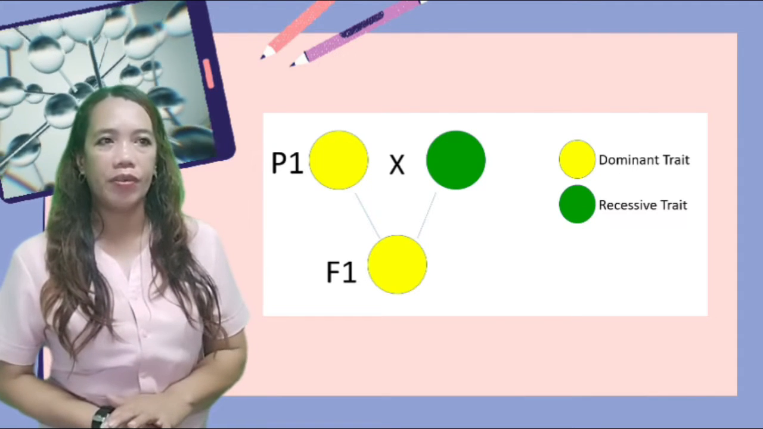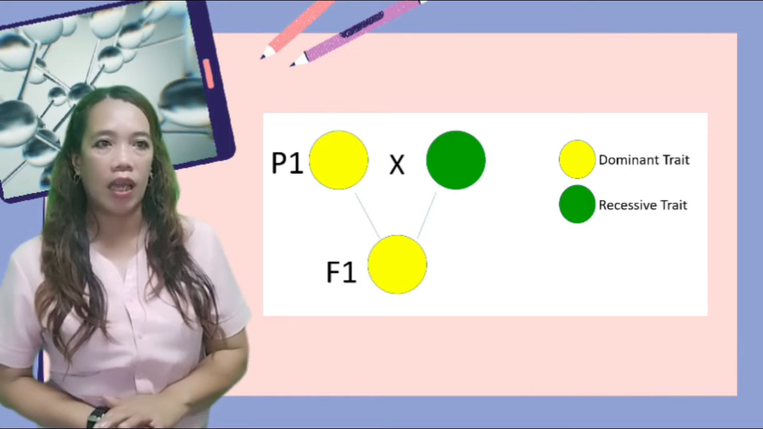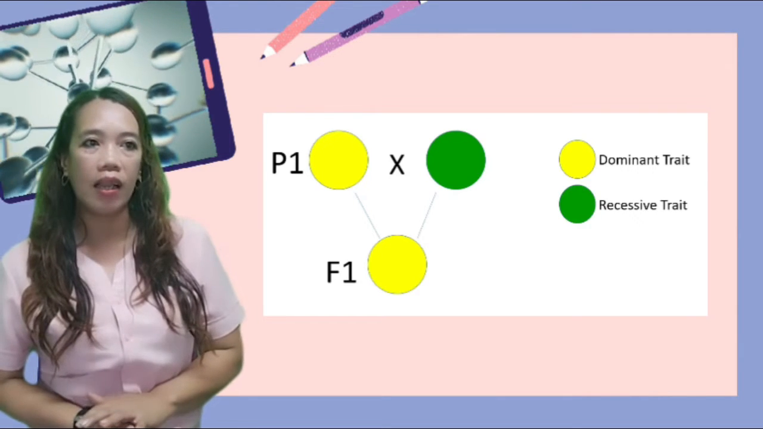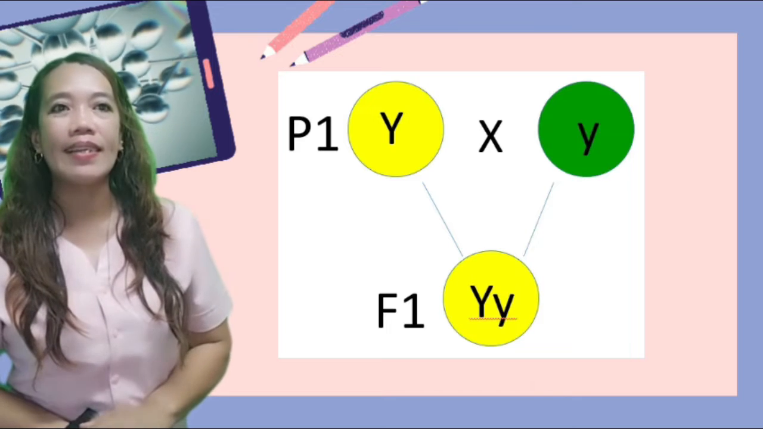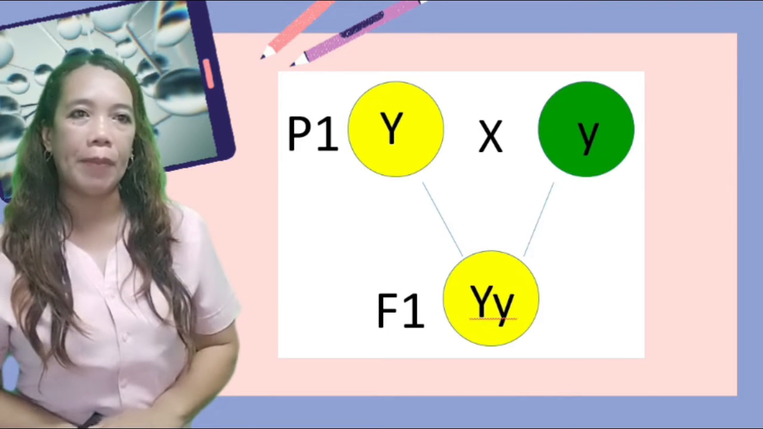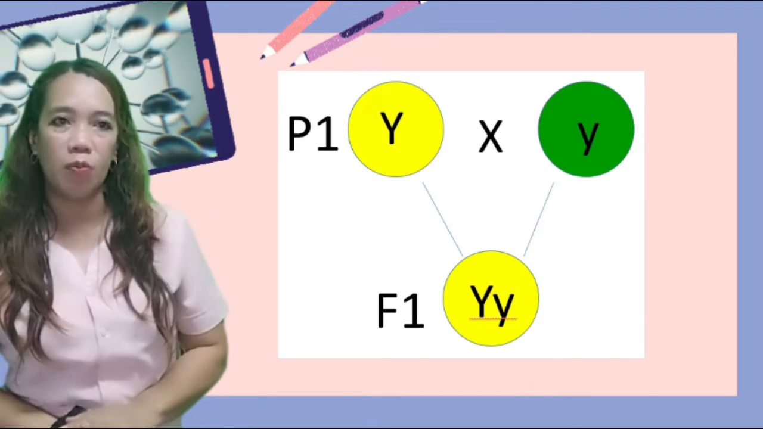In the F1 generation, the offspring is yellow. This means that yellow is the dominant. What will be the symbol for this allele? Yellow would be capital Y and green would be small y.